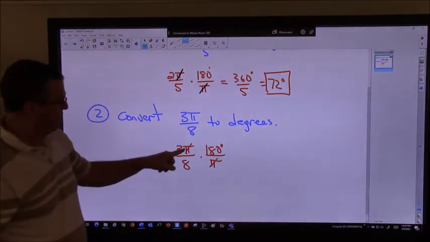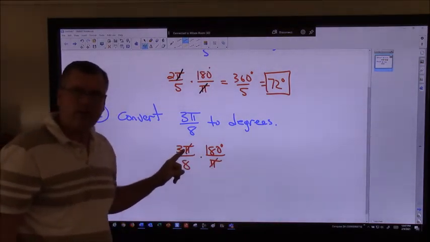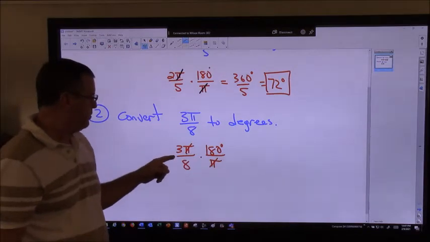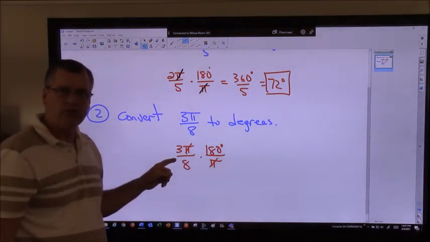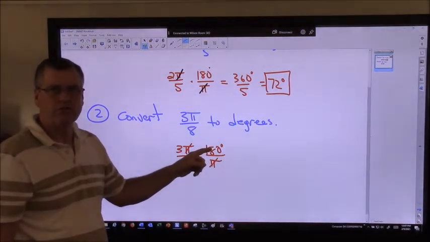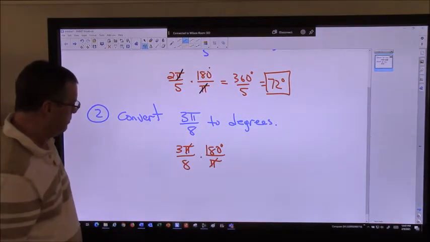And I don't want us to think that there's always going to be a pi that cancels. What if I just wrote this down as 2.5 radians convert to degrees? What would that look like?